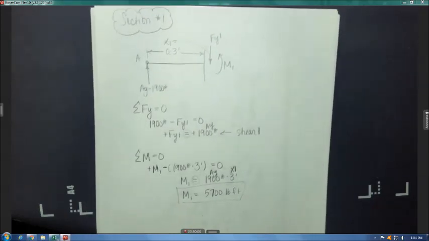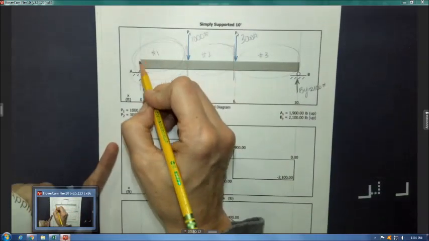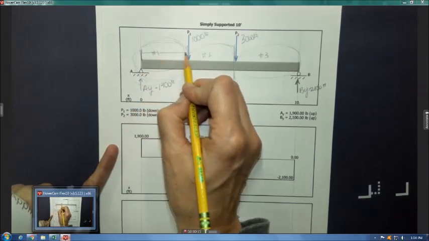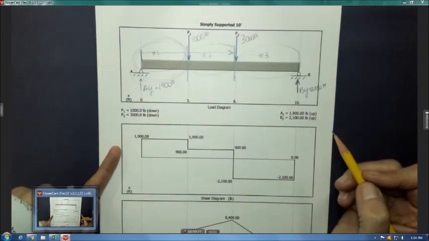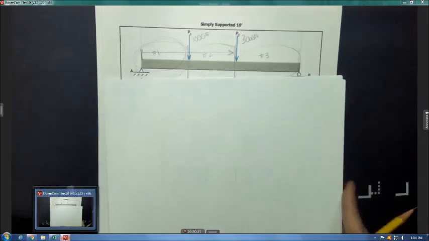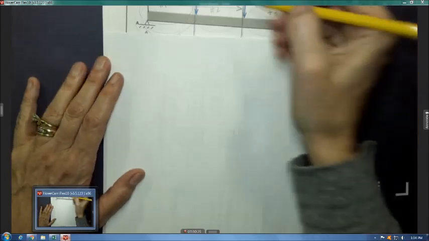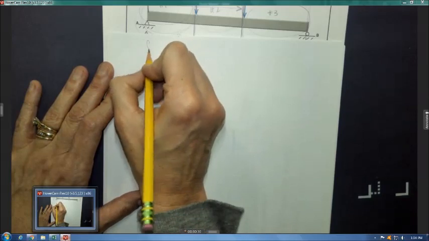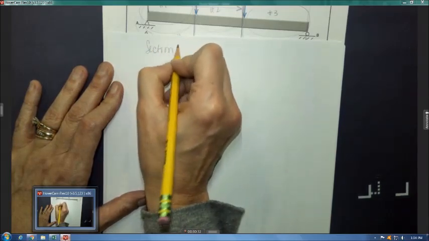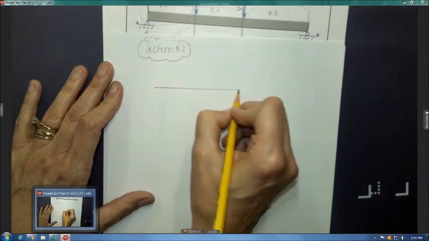Now let's look at section number 2. Section number 2 is going to be everything from 0 all the way to just before P2. Okay? So I'm going to draw my free body diagram doing the internal reactions up to and just before P2. So I'll call this section number 2. Draw this in.